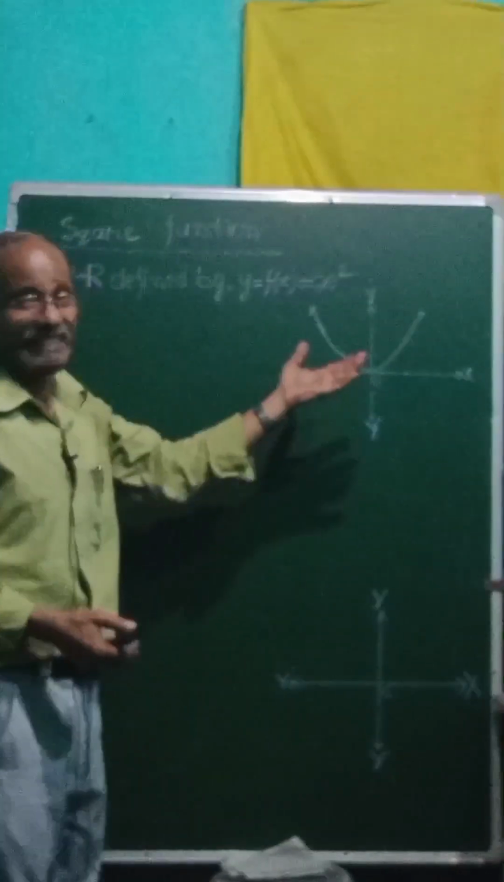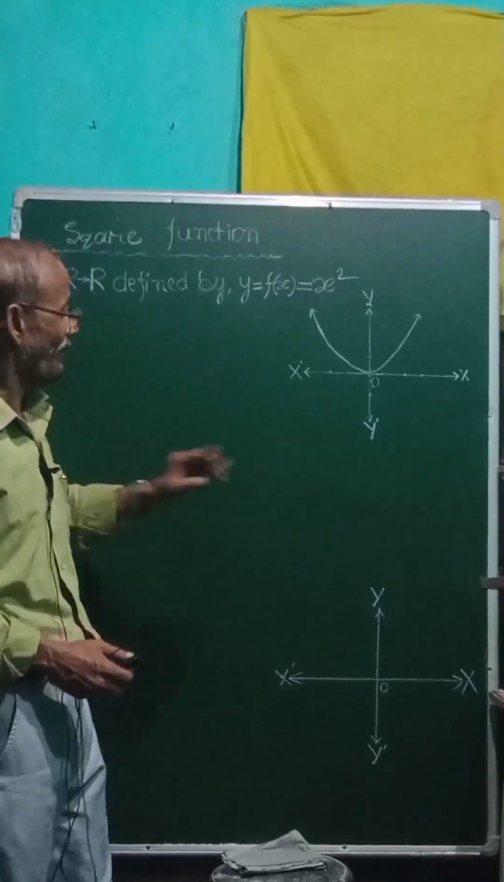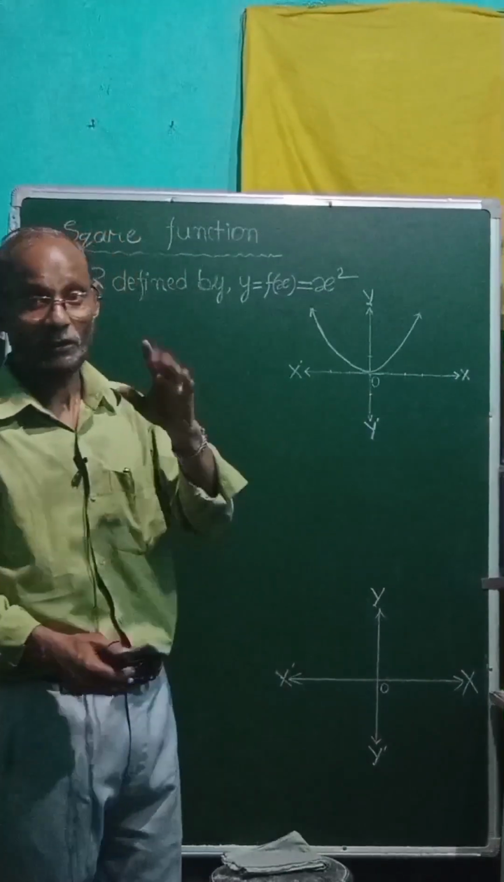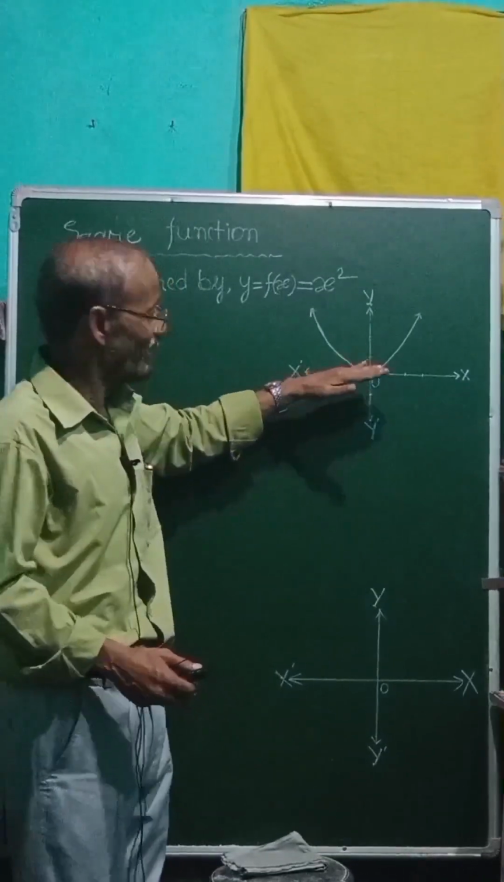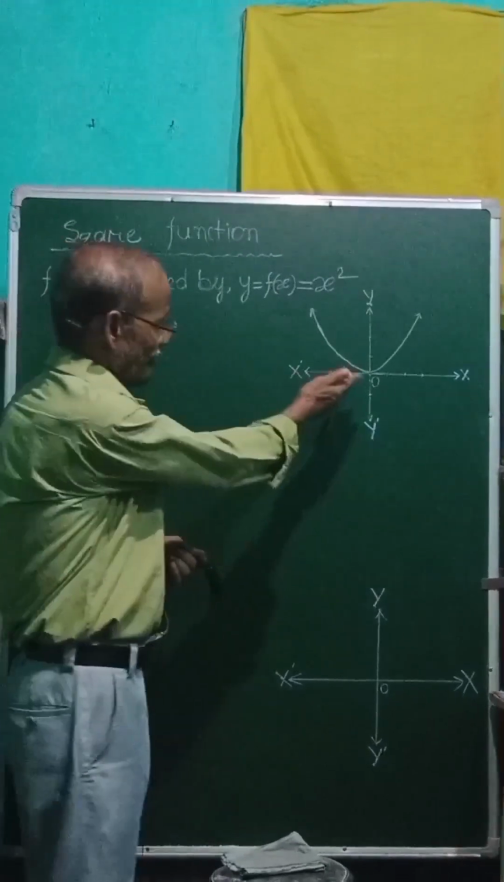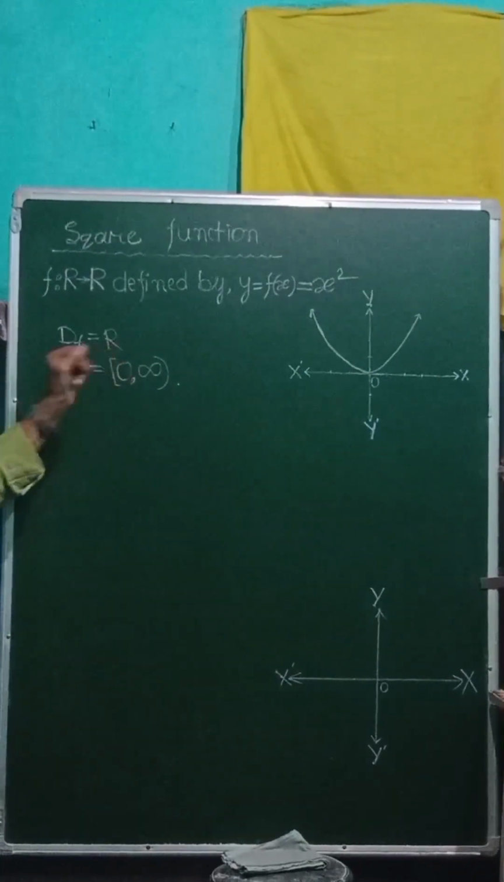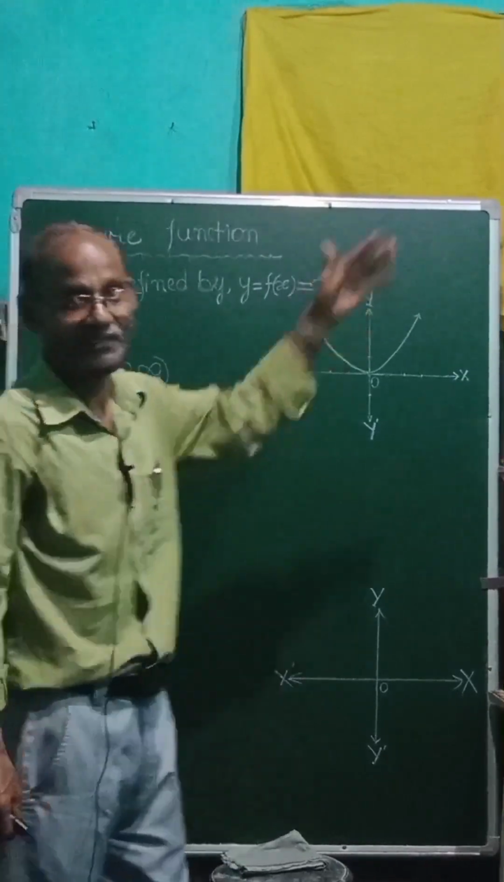By seeing the graph you can conclude about the domain and range very easily. For the domain, you can take anything, so the domain is R. For the range, see that no negative y is possible, so it starts from 0 and goes up to infinity. So we can write Df = R and Rf = [0, infinity).